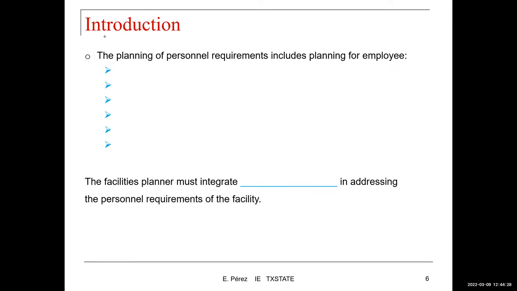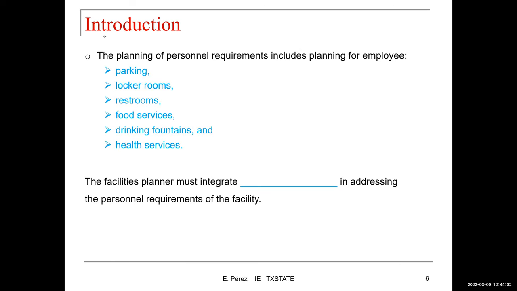So the planning of personal requirements includes planning for employee parking, locker rooms, restrooms, food services, drinking fountains, and health services. So all those things are there. They're not adding anything to the product that you're manufacturing. They're just there to keep our personnel and staff in a good working environment. So you need to provide space for parking, lockers, restrooms, a place for them to eat or to purchase food, a place to drink water. And also in many cases, if something happens like an accident, you need some healthcare or health service available. The facilities planner must integrate barrier-free design in addressing the personal requirements of the facility. So we are not only designing for one group; we have to take into account every person when designing the facility.